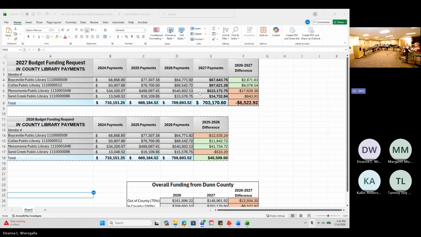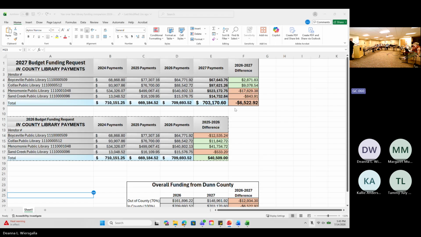So if we were to stabilize funding and keep the funding at the same level, we could actually help those libraries not have such a big hit. Does that make sense? So the overall requests have decreased, but then our potential funding requests for our libraries has also decreased for those two. So if we stabilized funding, the libraries in our county could potentially not have such a huge hit. So that's where we're at currently. Are there questions on that?